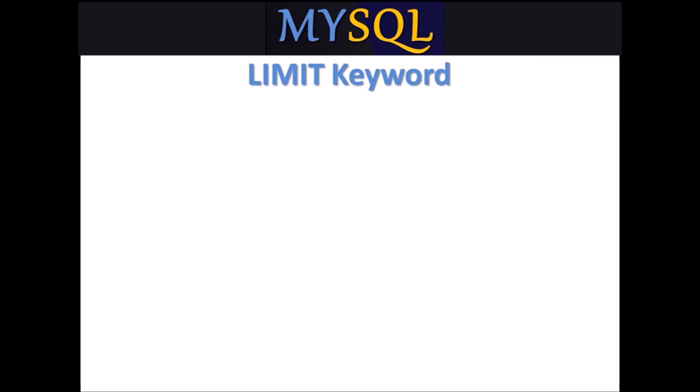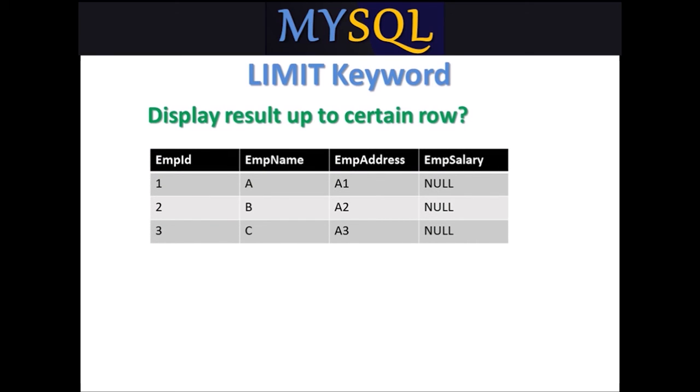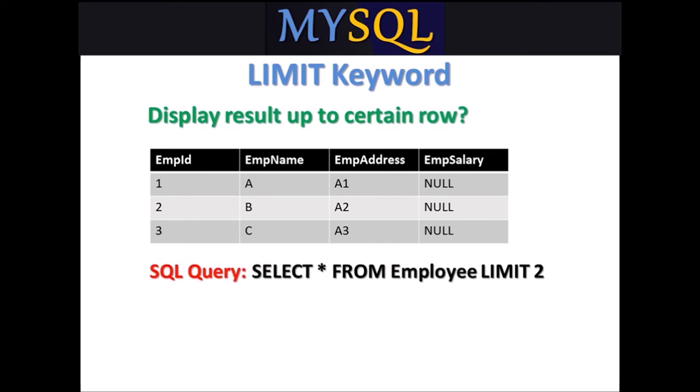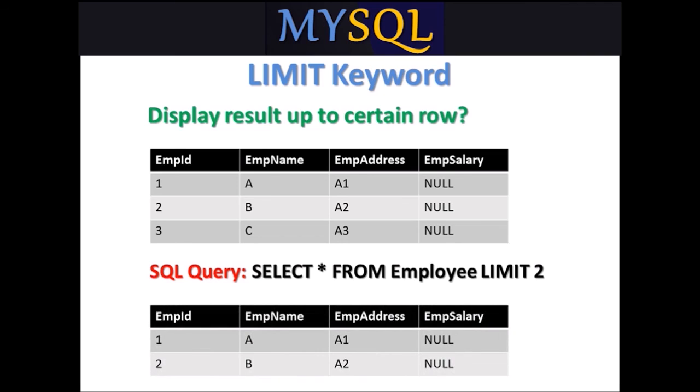Now if you want to display the result with a certain limit, what will you do? Suppose from the below employee table, your requirement is to show all details of an employee up to 2 rows only. Then the query for this will be as follows. The result table will show all the details of employee, but up to 2 rows.